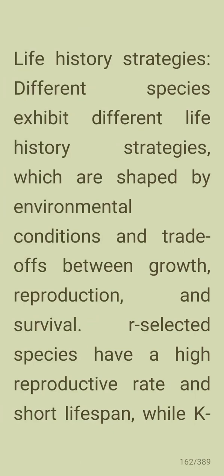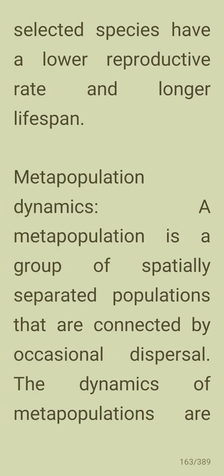So, life history strategies. Different species exhibit different life history strategies, which are shaped by environmental conditions and trade-offs between growth, reproduction, and survival. R-selected species have a high reproductive rate and short lifespan, while K-selected species have a lower reproductive rate and longer lifespan.